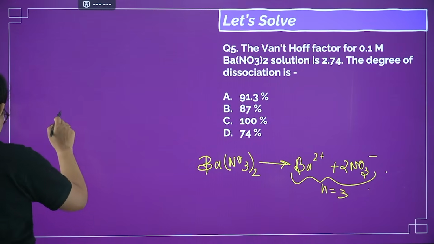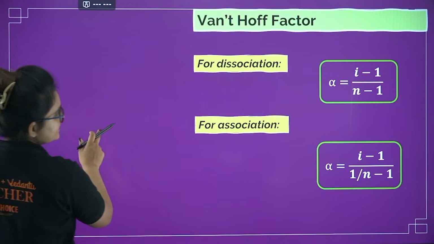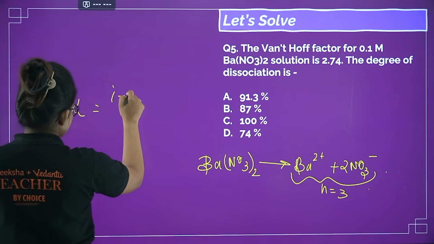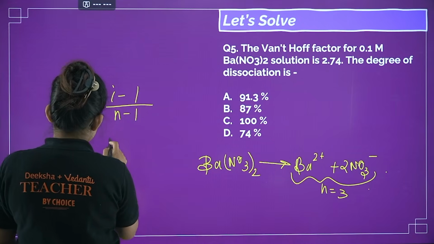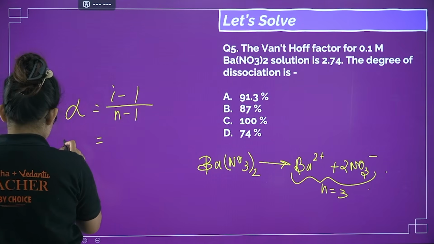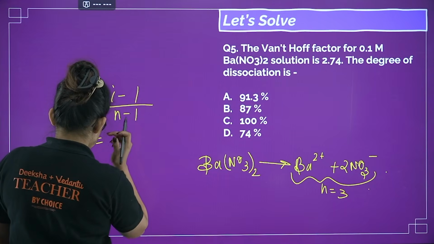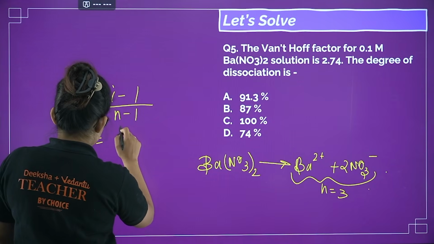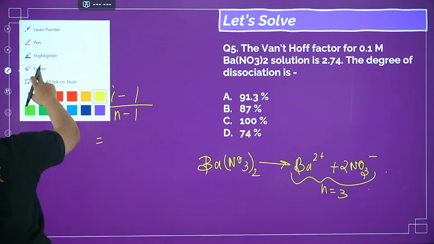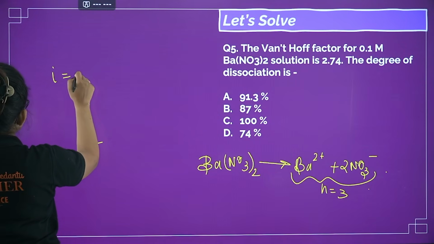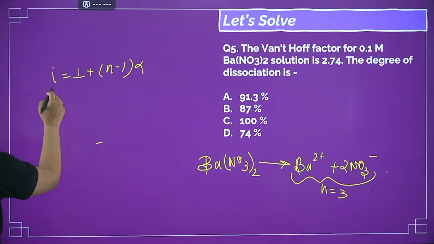Now let's apply. Alpha is basically equal to, for the dissociation formula, (i - 1) divided by (n - 1). So if you put the value here, what do I have to find? I have to find alpha. Okay, fine. So let me write it in this way: i is basically equal to 1 plus (n - 1) into alpha. Same thing, just multiplied.